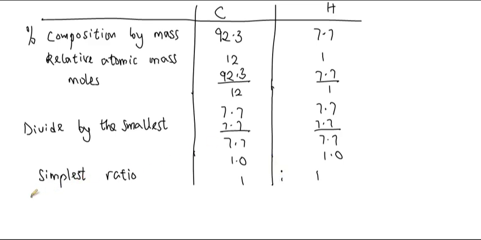Then the empirical formula equals C with a subscript of 1. Since 1 is insignificant to be written, we just have C alone. The same applies to hydrogen, so we have H. So the empirical formula is CH. Now, having gotten the empirical formula, let's move forward to finding the molecular formula of the compound.